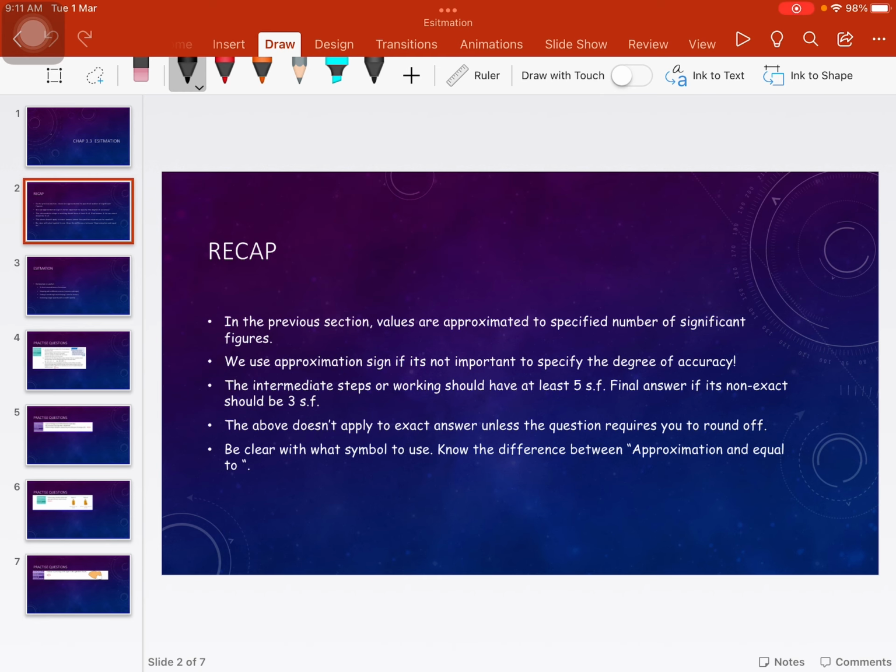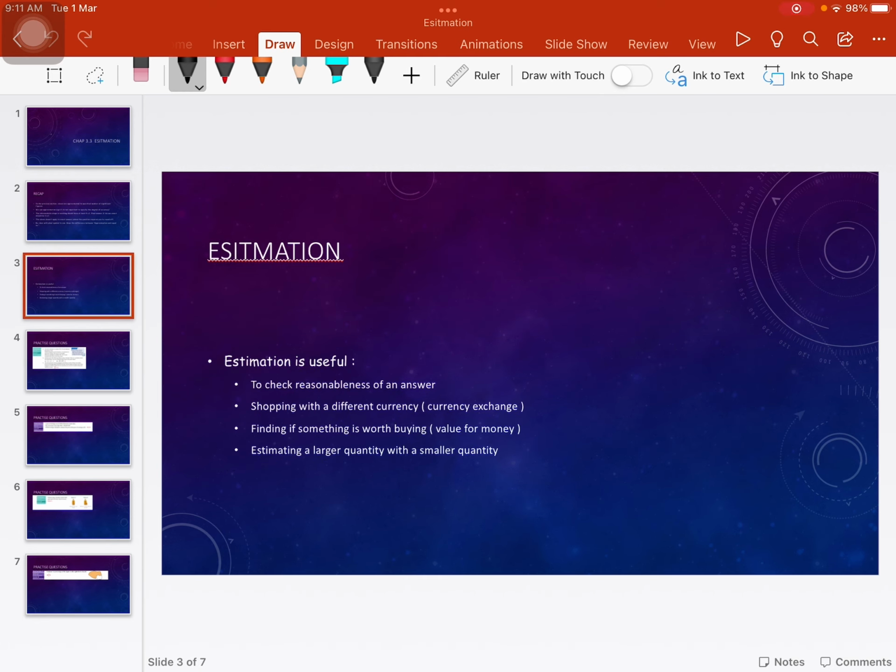Okay, let's move on. So what is estimation, and when is estimation useful? Estimation is useful when you're checking for the reasonableness of an answer, an approximation, like your mathematical calculations. You approximate certain numbers that are not whole numbers, using mental calculation to get a fast answer that's as close as possible. It can be an overestimate or an underestimate, but it gives you a reasonableness of an answer. But it's not accurate.